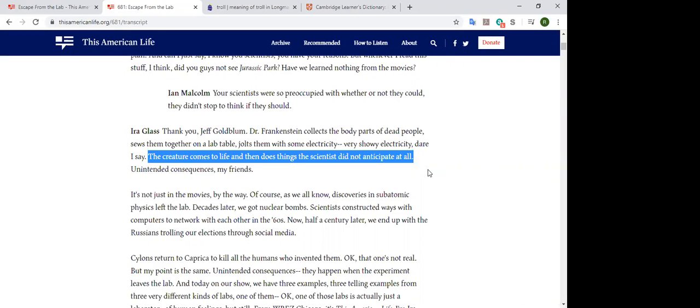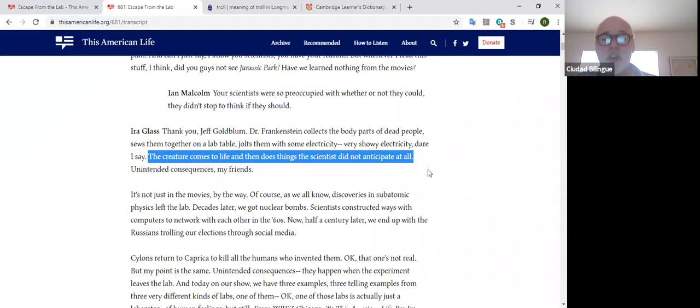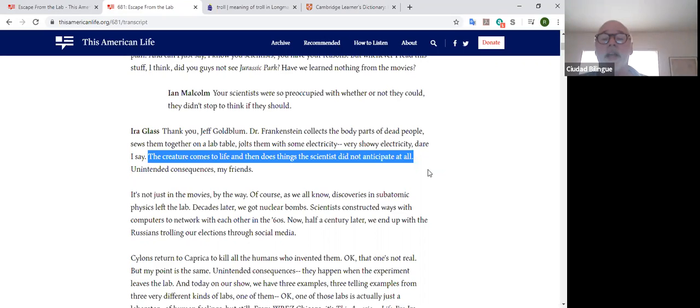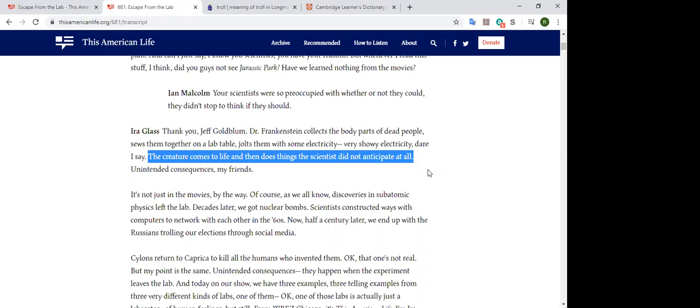The same question or from the beginning? No, just the same change question. Does the creature come to life and do things the scientists anticipated? Good, good. No, it didn't. So, does the creature come to life and do things the scientists did not anticipate at all?